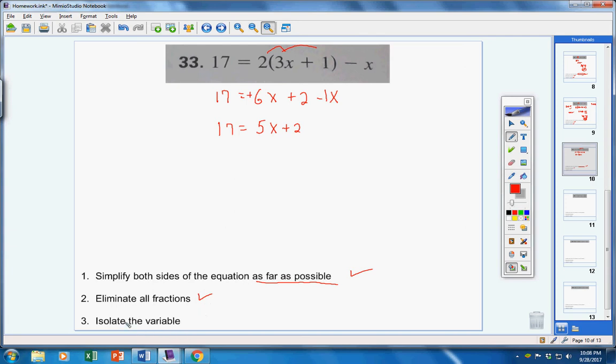Step 3, isolate the variable. Save your 5 for last. Bring your 2 over. Make it a negative 2. 15 equals 5x. The 5 is multiplying times the x. So we're going to do the opposite. We're going to divide both sides by 5. 3 equals x. Let's check our answer real quick here.